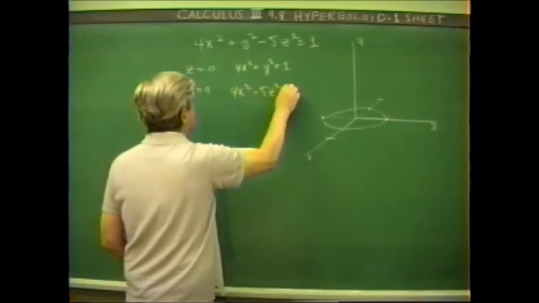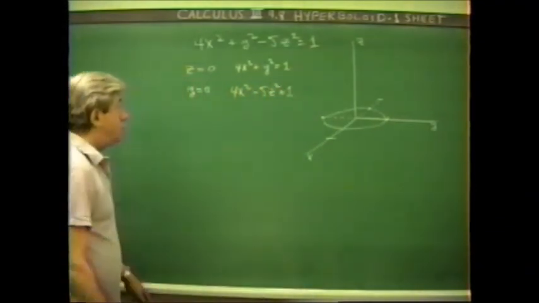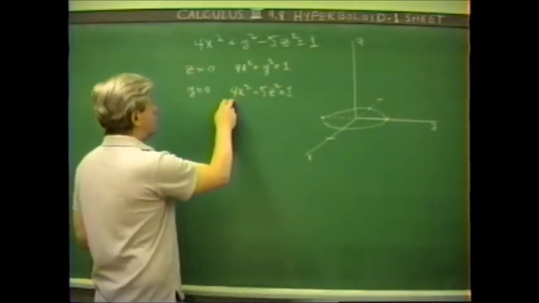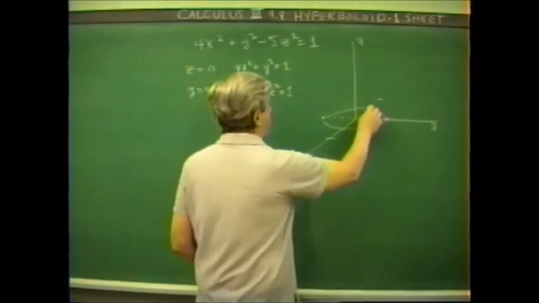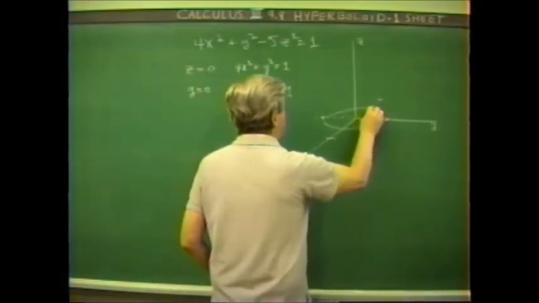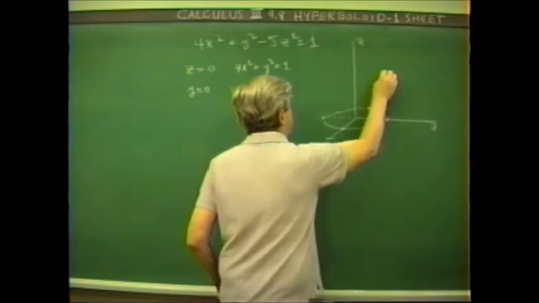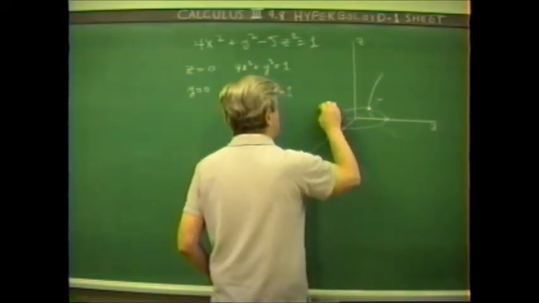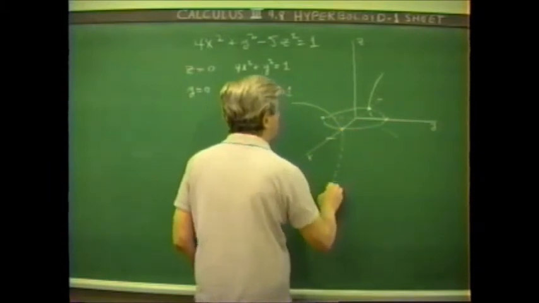5z squared is equal to 1. So when y is equal to 0, and this is the graph of a hyperbola. Right? The hyperbola is in the xz plane. Here are 2 points on it, and we can sketch it like this. Looks something like this in the xz plane.